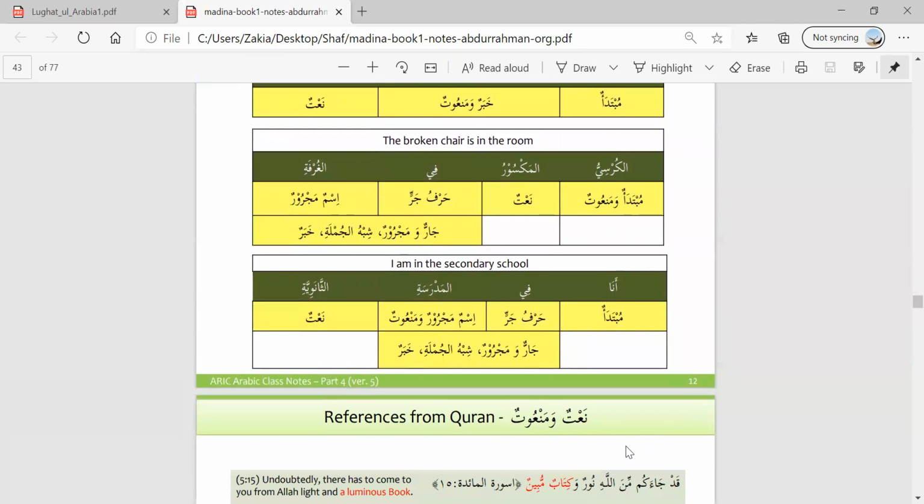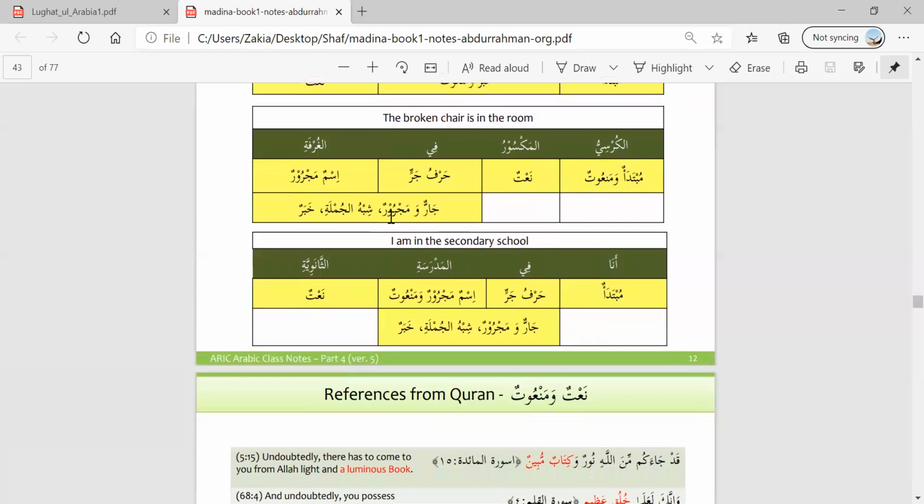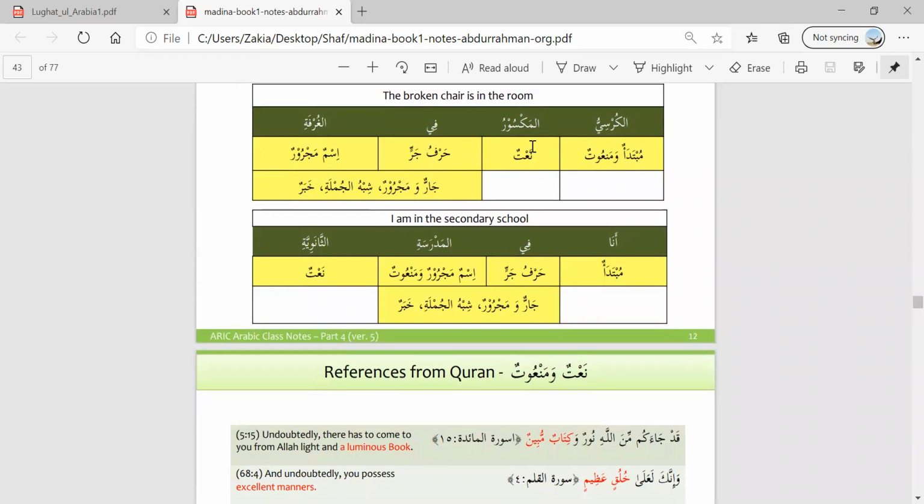The broken chair in the room. Al-kursiyyu al-maksuru fi al-ghurfati. So what did we say? We said after fi, every noun that comes after it becomes majroor because it takes a kasra. That's just grammatically to remember. Here you have mubtada, al-kursiyu is mubtada, wa man'utun. Why? Because maksurun is describing it. This is only harf jar. So from here, this is shibh al-jumla, it's harf jar. The na'at, the adjective that's adding information, that's qualifying the noun, is maksurun.